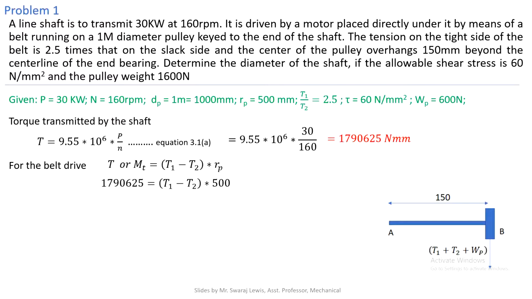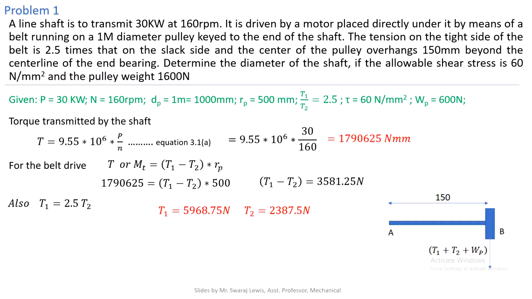So substituting the given data, we get T1 minus T2. But do you know T1 by T2 is 2.5? And when you substitute that, we get T1 equals 2.5 T2. We substitute in the previous equation and simplify it. You get T1 as 5968.75 Newton and T2 as 2387.5 Newton. So this is the calculation for the belt.